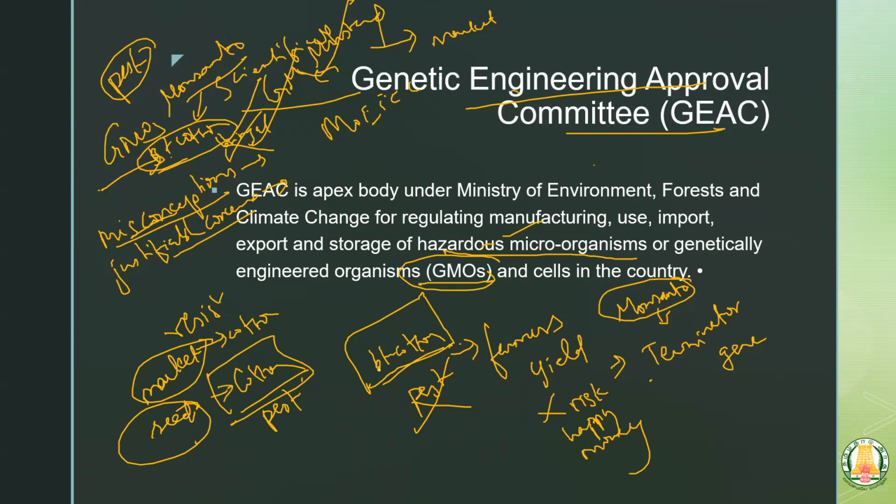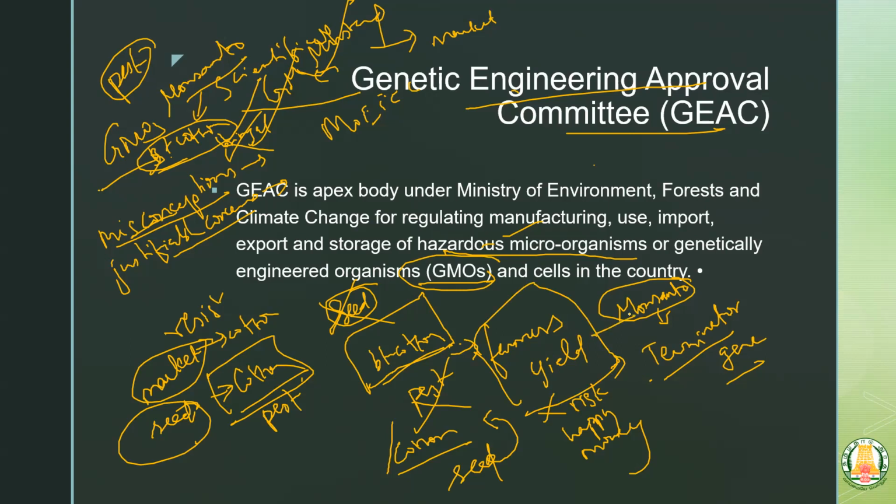But in BT cotton, you cannot use the same cotton as seed. That is called the terminator gene. Now you are cultivating BT cotton, but for the next cultivation you should buy new seed from the market only. You cannot use some of the cotton for the next cultivation. This is one problem, because farmers should always depend on Monsanto to buy these BT cotton seeds.